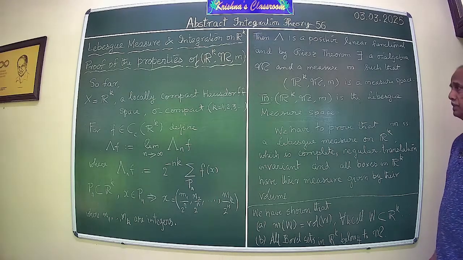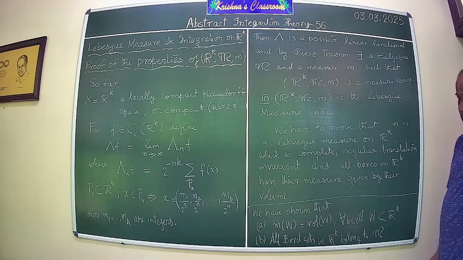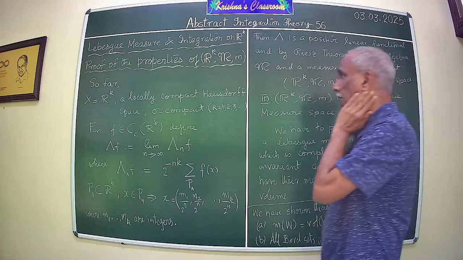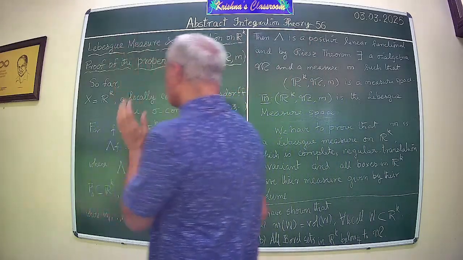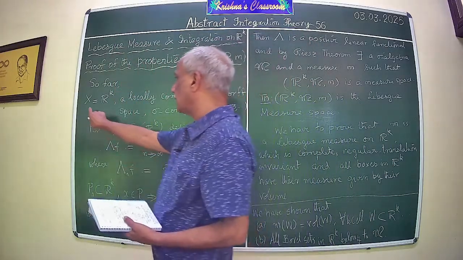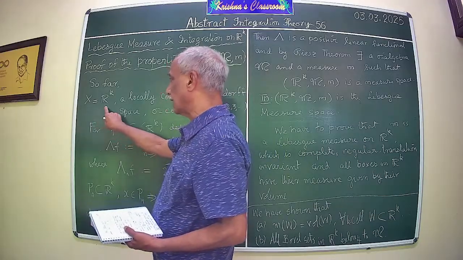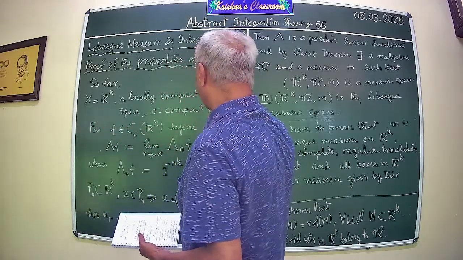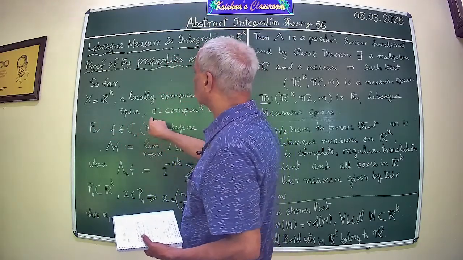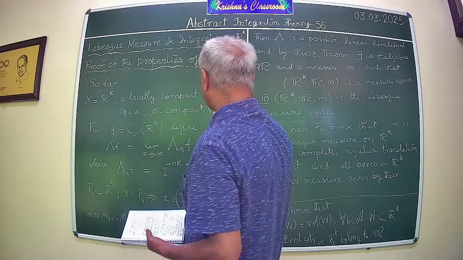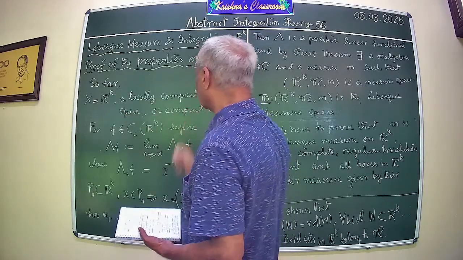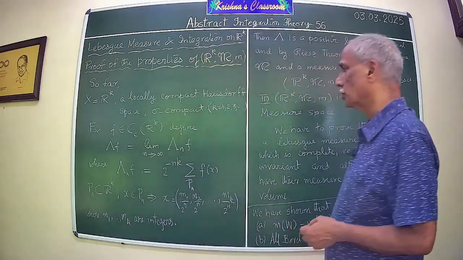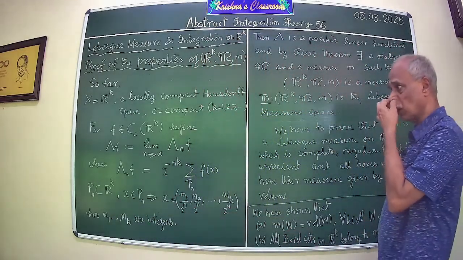Let us continue with our exploration of the Lebesgue measure on R^k. What have we done so far? So far, we had X taken as R^k, a locally compact Hausdorff space, which is also sigma compact for k equal to 1, 2, 3, etc. Now, these are the basic properties of this. It's a locally compact Hausdorff space and it is sigma compact.